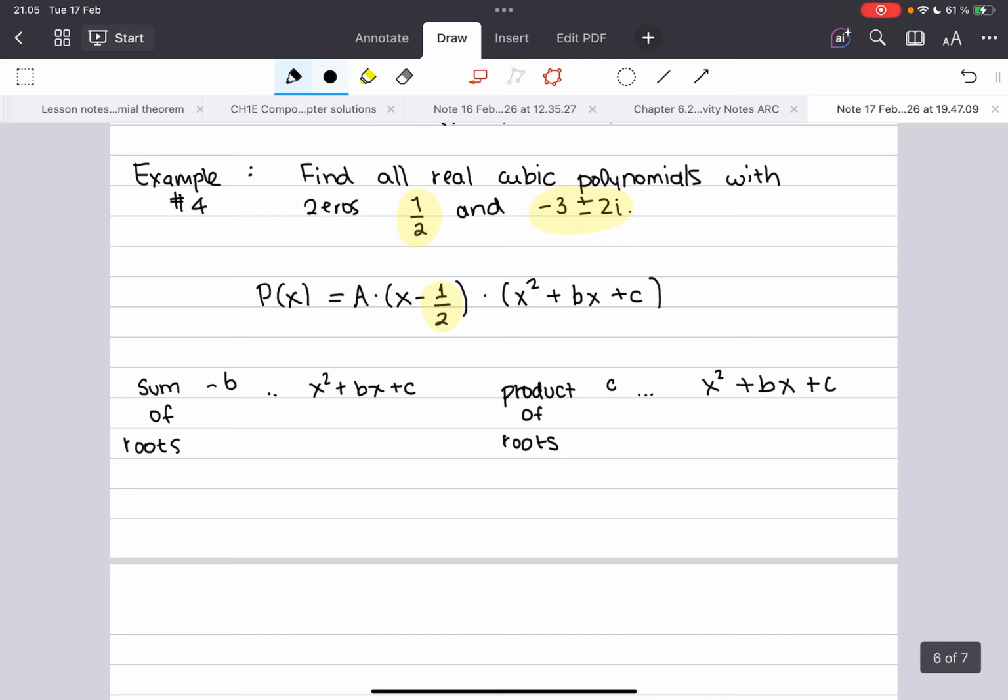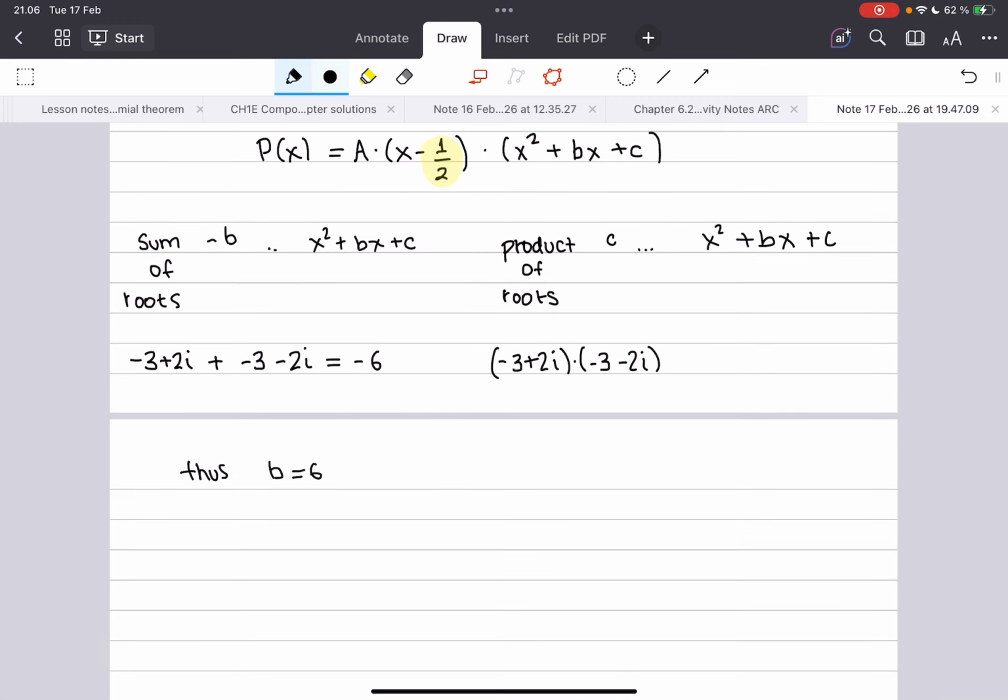So the sum of the roots is negative 3 plus 2i, one root, plus negative 3 minus 2i. And the product of the roots is negative 3 plus 2i times negative 3 minus 2i. So the sum of the roots, you can see here that is actually negative 6. Thus, b is 6.